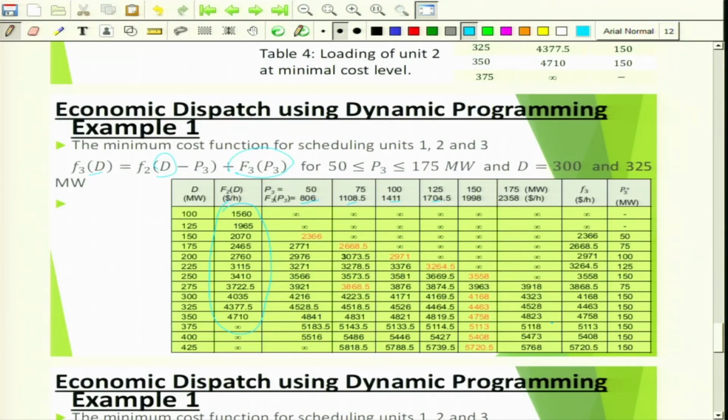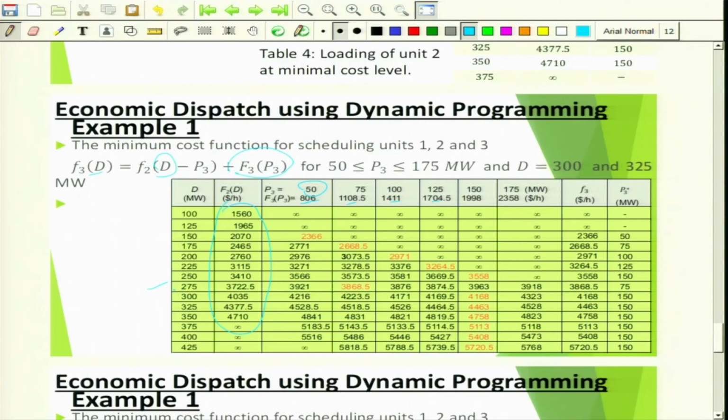Let us take one example to understand. Let's say you have 275 megawatt of load demand to cater. Now by taking 50 megawatt of generation from generator 3, what you get? $806 per hour. And if you take 50 megawatt out of 275 megawatt of load demand, the remaining 225 need to be catered by the best combination of generator 1 and generator 2, right?